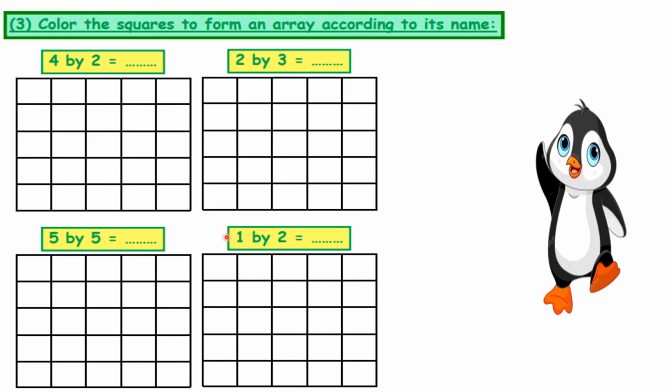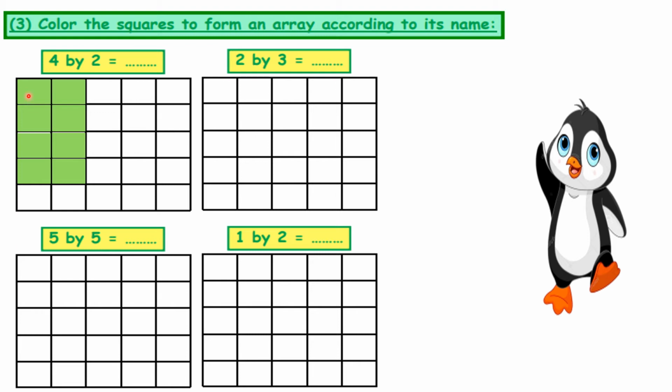Look here, I want to color the squares to form an array according to its name. This is 4 by 2, so it means I have 4 rows. Each row will have 2. So I have here 1, 2, my first row, 1, 2, and I have here 2 rows, 3 rows, 4 rows. And I have 4 rows, each row has 2.